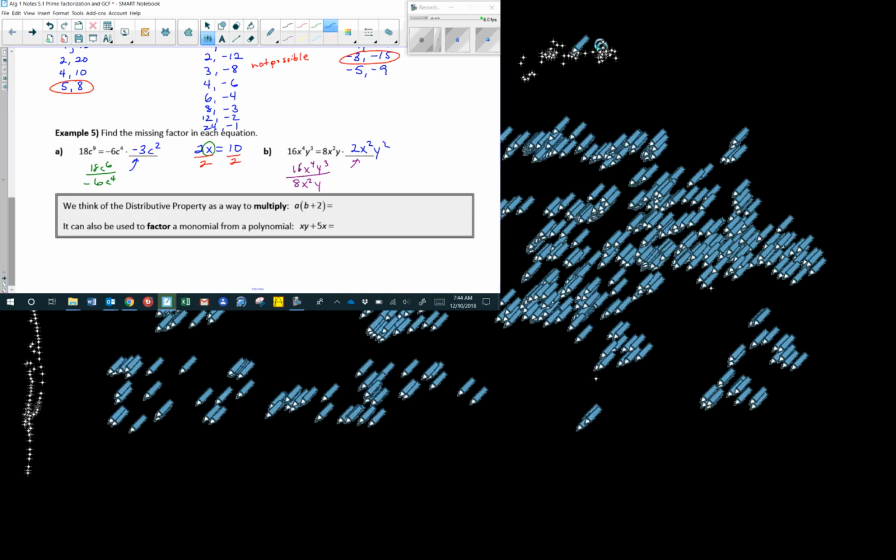Now, we're going to use the distributive property to do some factoring as well. We think of the distributive property as a way to multiply. A times the quantity b plus 2 is ab plus 2a if we distribute the a into the parentheses, but we can also use it to factor or undistribute. In this polynomial right here, it looks as if both terms have a common factor of x, so that factor can be undistributed and then written as x times the quantity y plus 5.